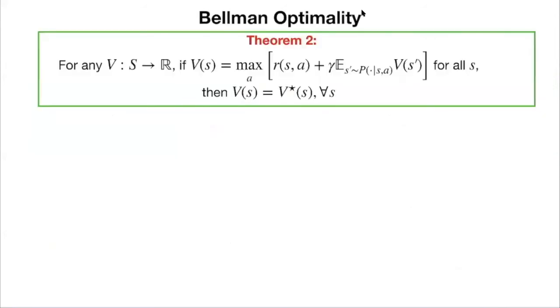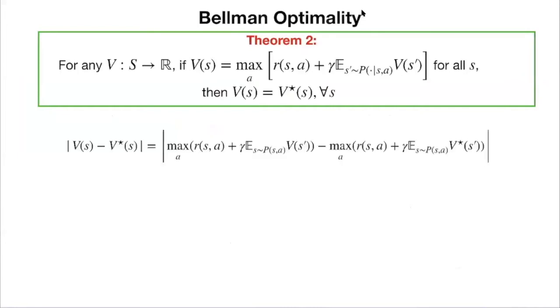All right, so let's try to prove that, okay? In order to prove that V equals V star at a particular S, let's start by calculating the absolute difference between these two values at a particular state S, right? So again, the proof is going to start for any arbitrary state.